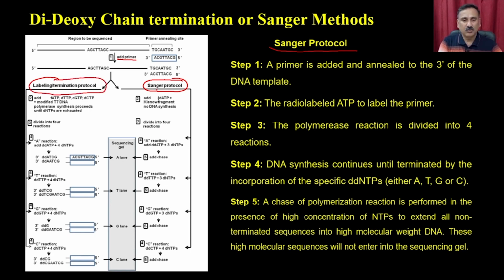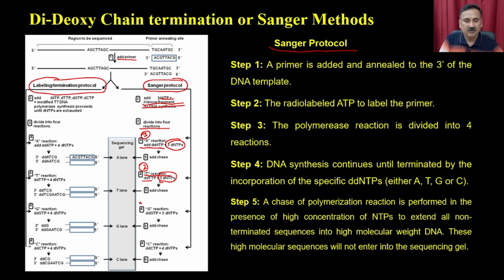So in the Sanger's protocol, you are going to add the dNTPs and the Klenow fragments, and you are going to label the DNA, and then you are going to divide this DNA into the 4 reactions. In the reaction A, or what will be called the A reaction, you are going to add the ddATP and the remaining 3 NTPs. This is the reaction number 1. In the second reaction, which is called the T reaction, you are going to add the ddTTP and the rest 3 nucleotides, which are normal nucleotides.